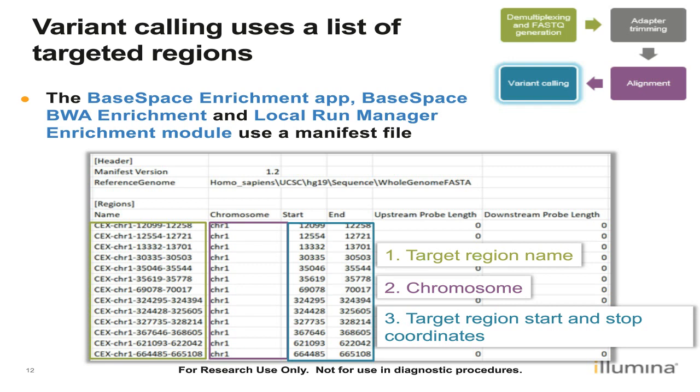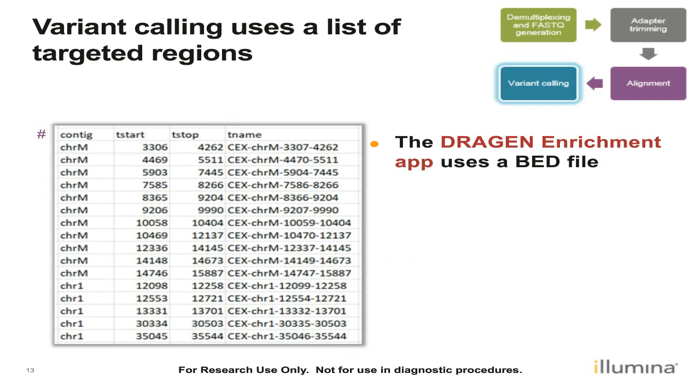And speaking of bed files, this is a common file format in the industry, and it's similar to the manifest we just saw with some key differences. And we're bringing it up here because the DRAGEN Enrichment app actually uses a bed file directly, so we don't have manifests for these. The regions are defined in bed format. And again, we'll just go through the columns here.